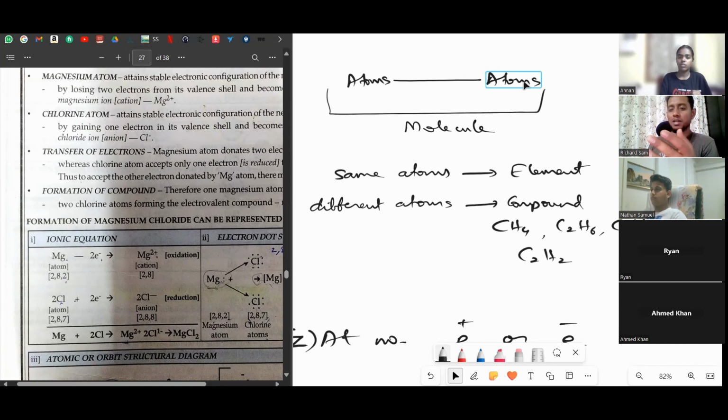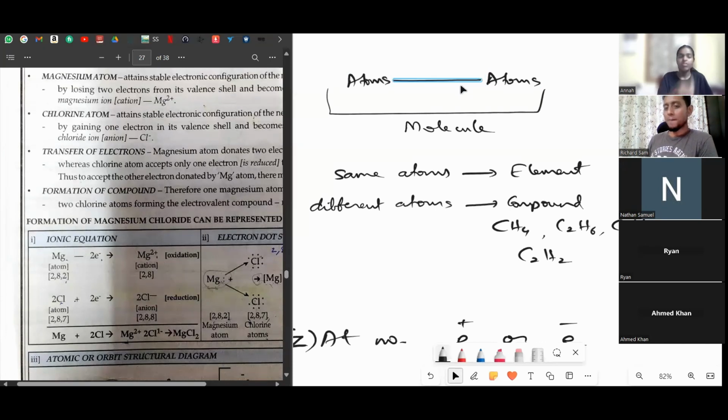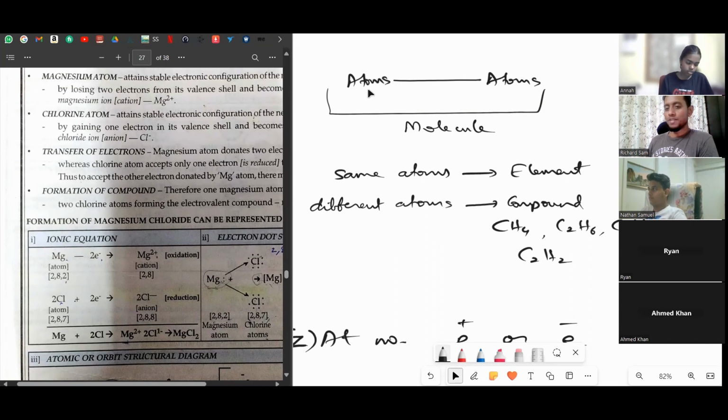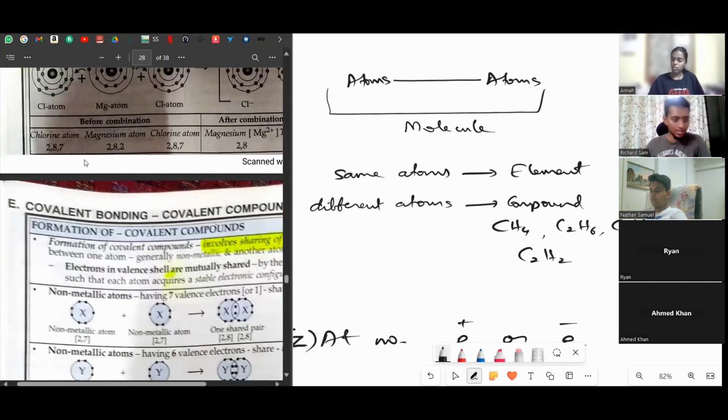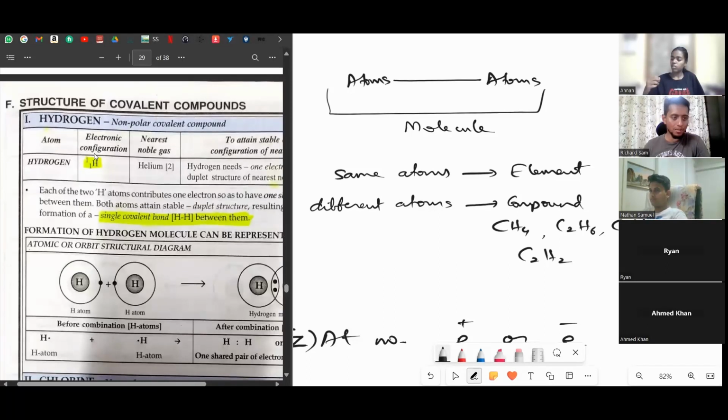One metal, one non-metal. Now for covalent compounds, both these atoms will be non-metals. They could be the same non-metal or two different non-metals. If they are the same non-metal, then that is an element. If they are two different non-metals, then it's a compound. Whatever it is, both the atoms will be non-metals. So let us see all the different covalent compounds that we're going to study.